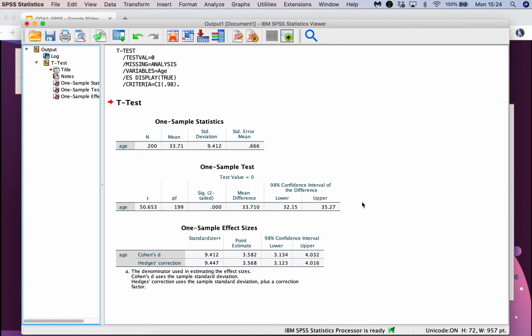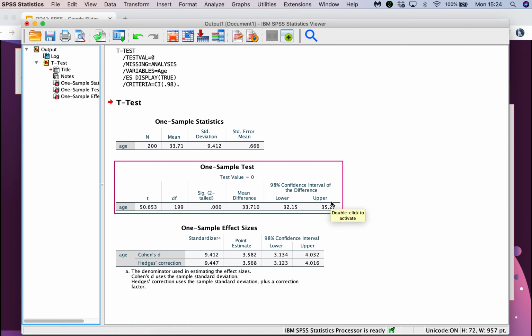So this is where you can find your 98% confidence interval. So here you have the lower end of your confidence interval and the upper end of your confidence interval. So what this means is that 98% of your means are going to lie within this confidence interval. So it's going to be between 32.15 and 35.27. This table you don't need to look at. It's not really relevant. You just need to look at this table and then look at this one. And so in this case, on the exam, they might ask you to find the confidence interval with SPSS. So this is how you would do it.